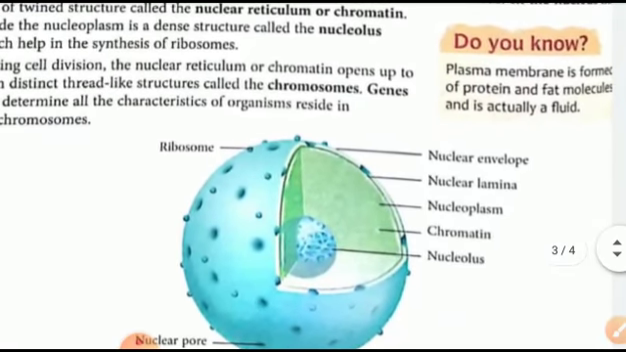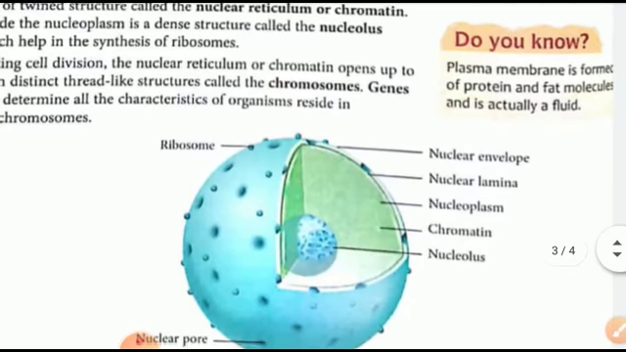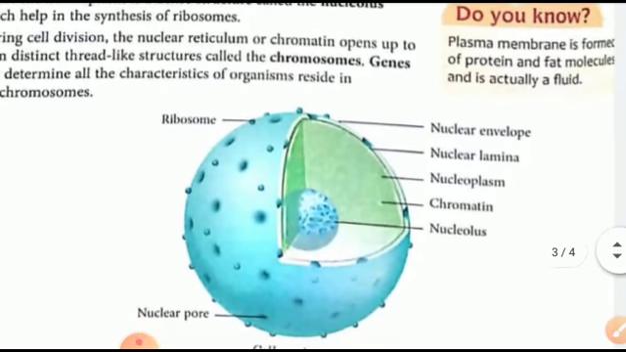Do you know, the plasma membrane is formed of protein and fat molecules and is actually a fluid.